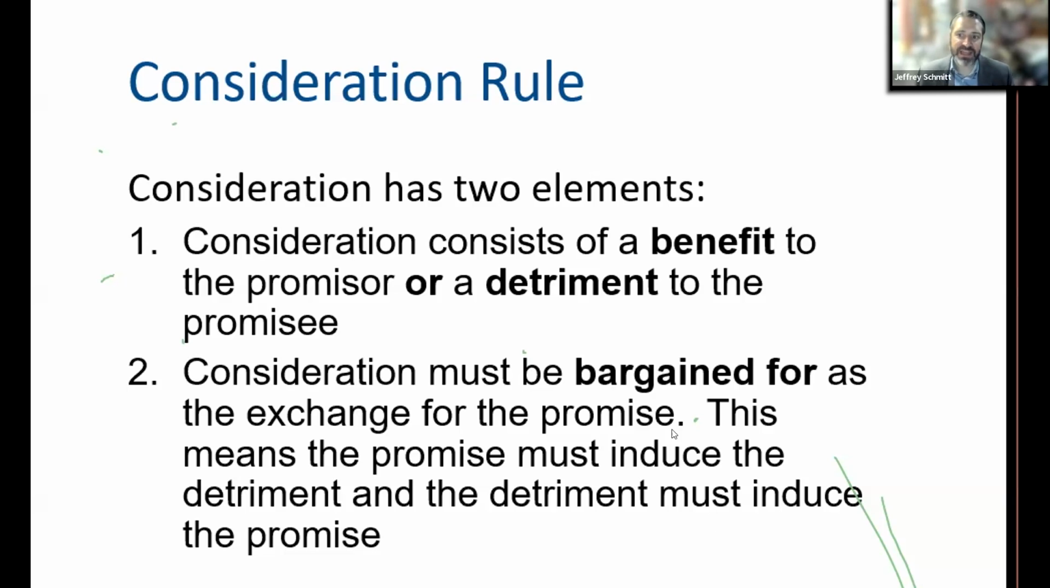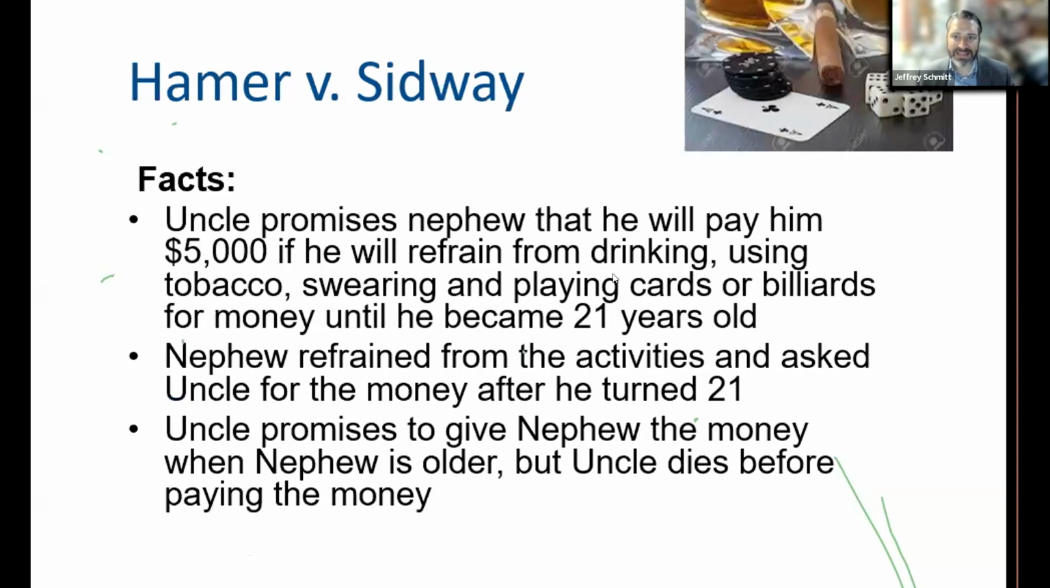And so the key things for you to remember, if you were writing an essay, you would want to write this rule down. Key things are that benefit or detriment and the bargain. So let's go through a case as an example, because I bet that rule sounded fairly abstract and maybe didn't make a lot of sense the first time you hear it. So let's apply it in a concrete example.